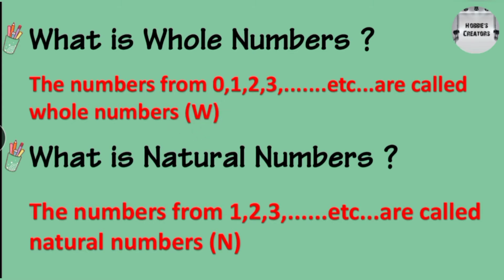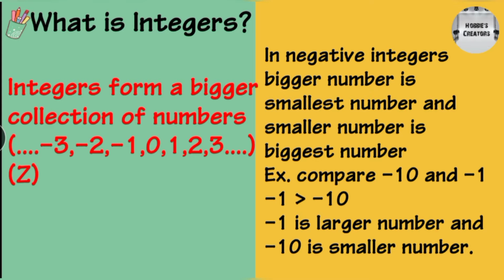Next question, what is natural number? The numbers starting from 1 are called natural numbers. So, the numbers 1, 2, 3, etc. are called natural numbers. And it is denoted by the symbol capital N. So whole number starts from 0 and is denoted by capital W, and natural number starts from 1 and is denoted by capital N.